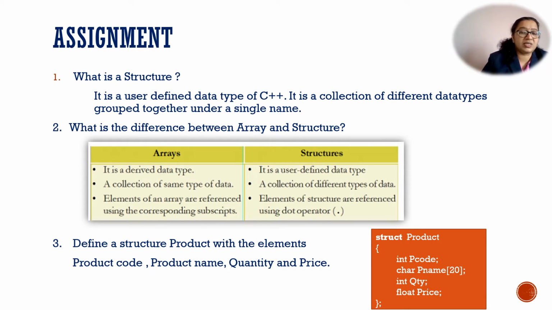Then the third question is, define a structure product with the elements product code, product name, quantity, and price. So how can we define the structure? Only the definition of the structure we need. So struct is the keyword, and the structure name they gave is product. Then the collection. What are the elements they gave? Product code. So it's an integer. So we can use int and pcode. I wrote pcode for that. No need of writing the full name of product code. If you want to write it, no problem.